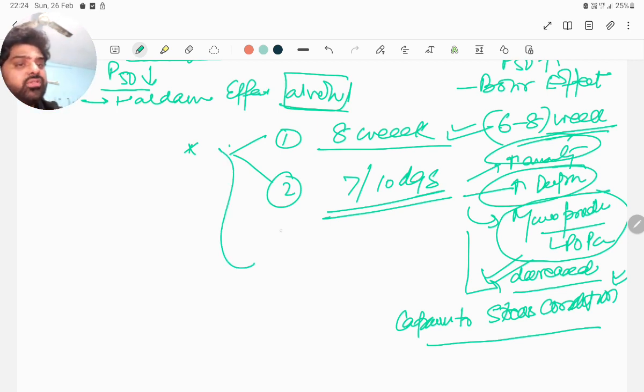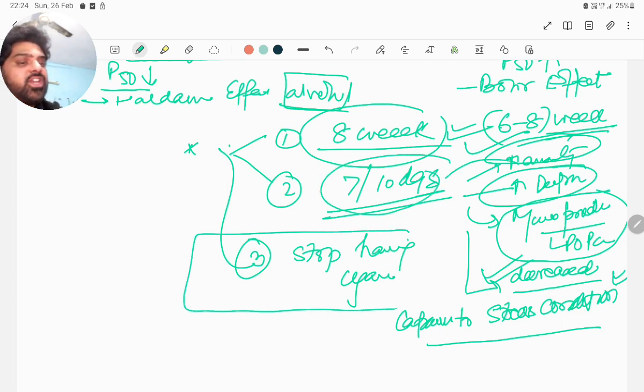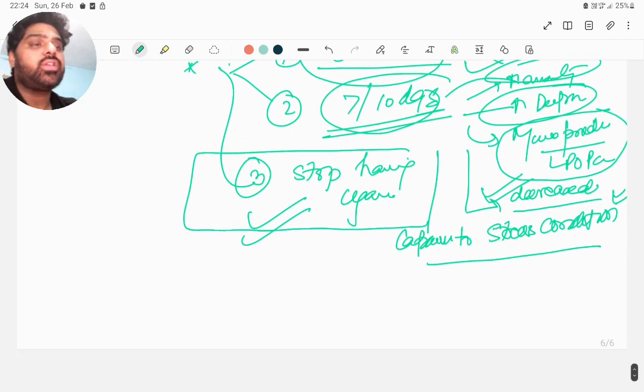In spite of the above two contrary statements, it is said by most of the books that you should encourage the person to stop having cigarettes in your first encounter with the patient. If you encounter the patient 5 days before, then also you say stop. If you encounter 8 weeks before the surgery, then you have to say stop. So first is that 8 weeks is of maximum utility, while 7 to 10 days will be a problem. But finally, what the book says is that you have to ask the person to stop cigarette smoking in your first meeting. Okay.